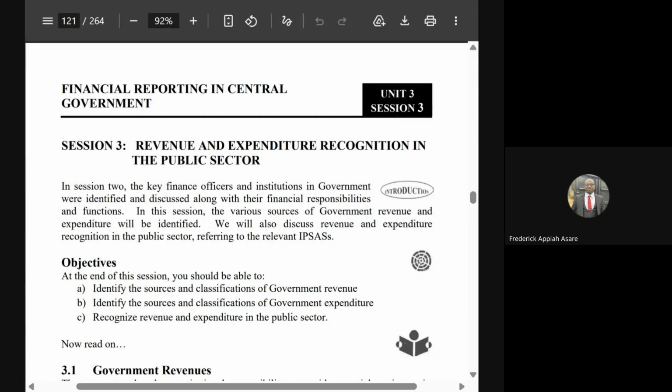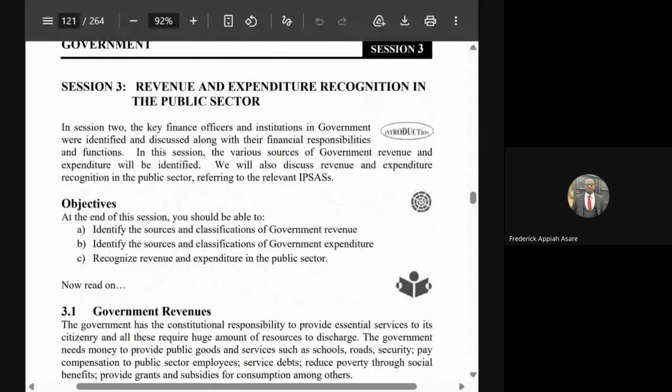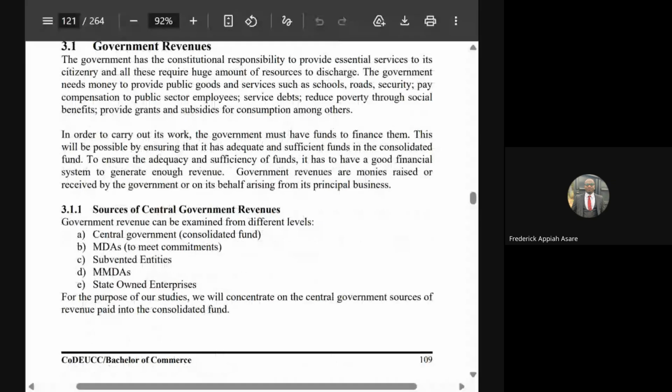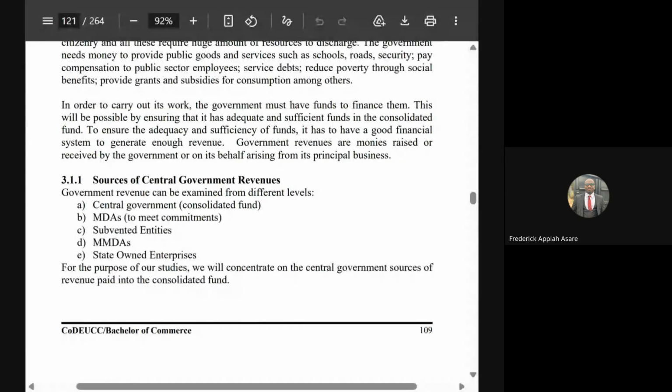You need to know. Now, let's look at revenue and expenditure recognition in the public sector. So when you talk about government revenue, you realize that this thing that we are doing is for the central government. So when you say government revenue, we are referring to revenue that goes to the central government.